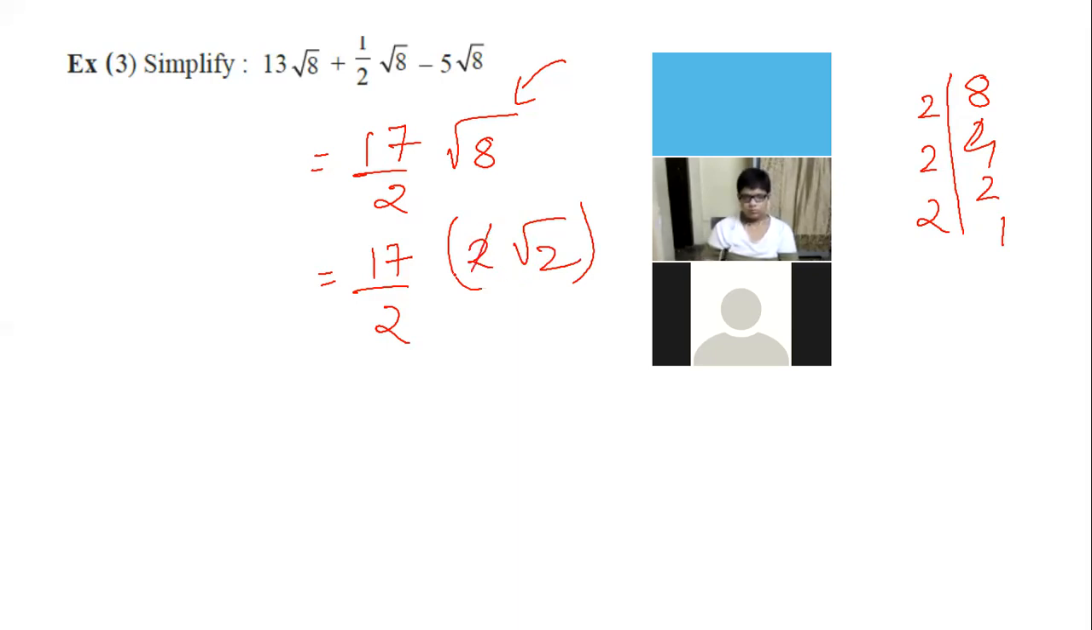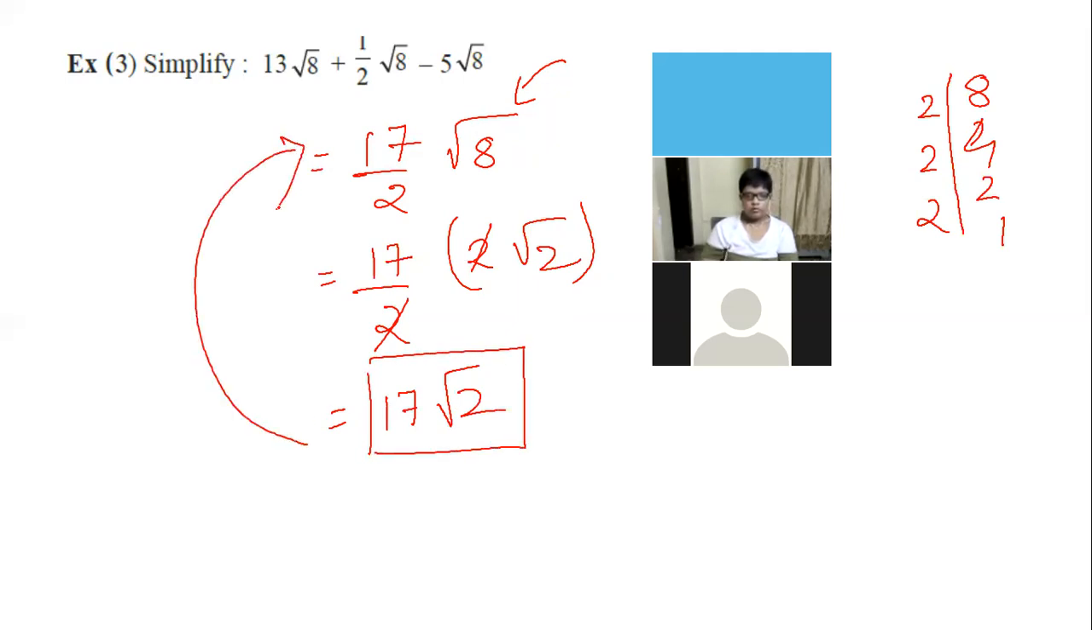And from here, this 2 and 2 can get cancelled. And finally, you'll be left with 17 root 2. So this will be the simplest form of the third, 17 upon 2 root 8. Is this last step, final step clear? Okay, write down the final steps.